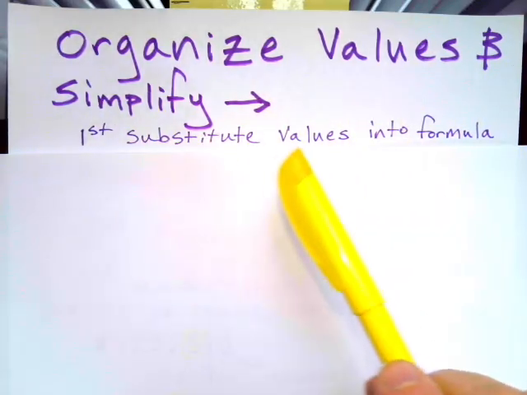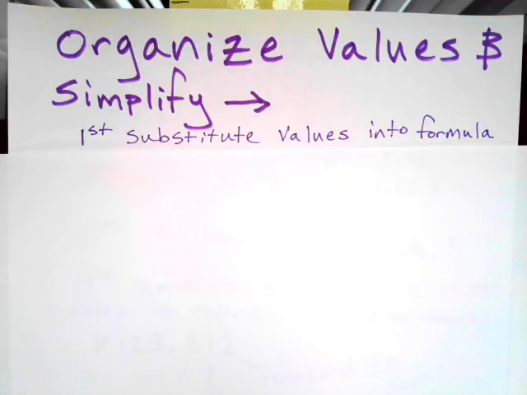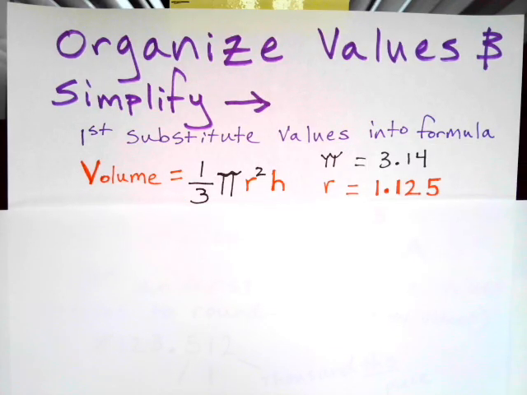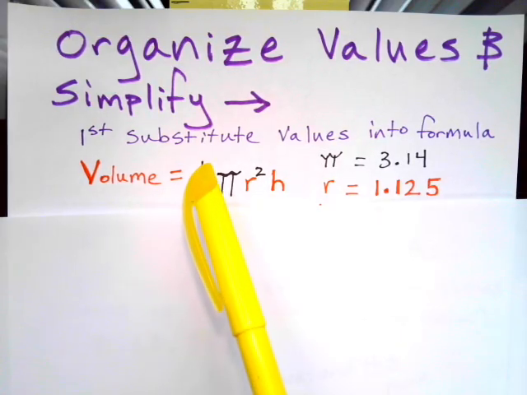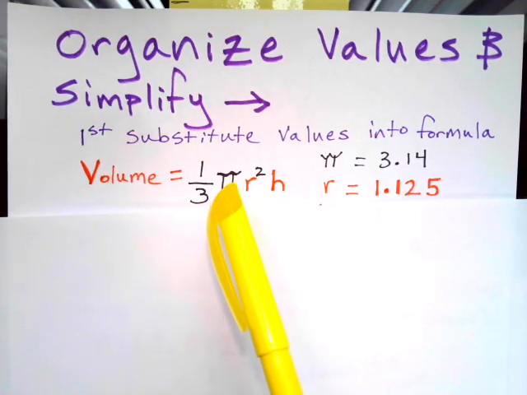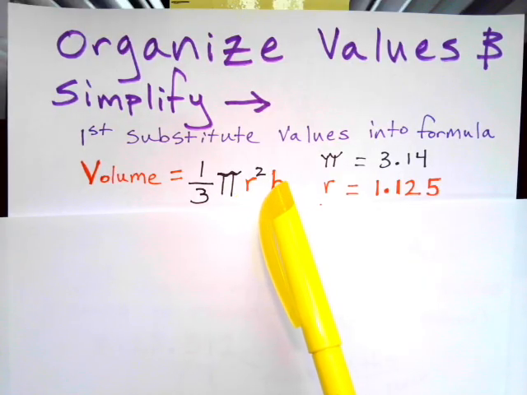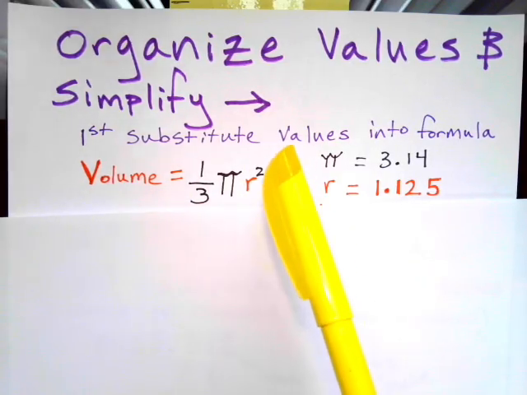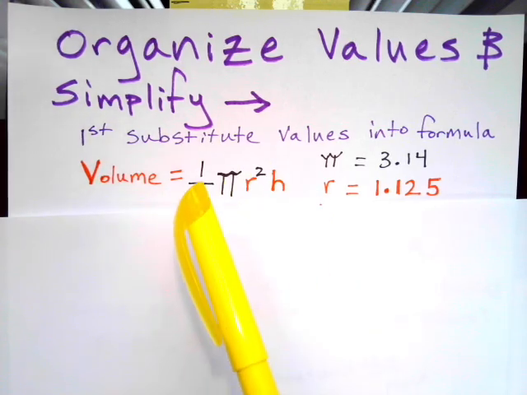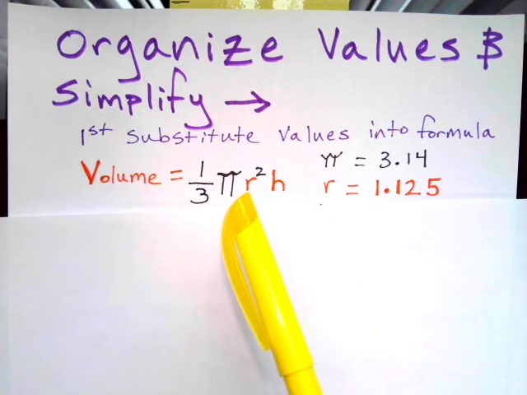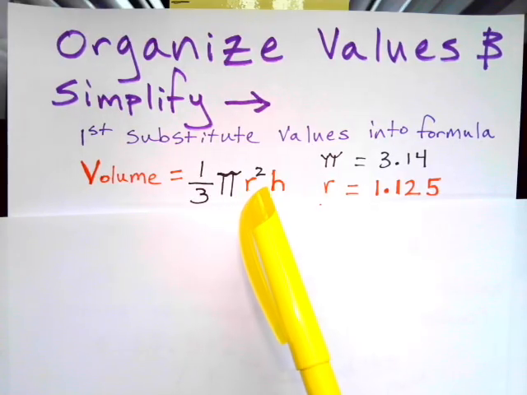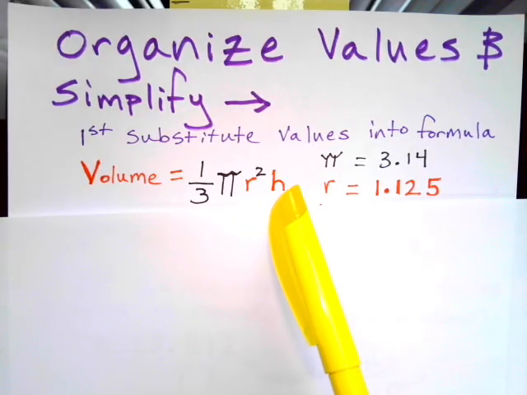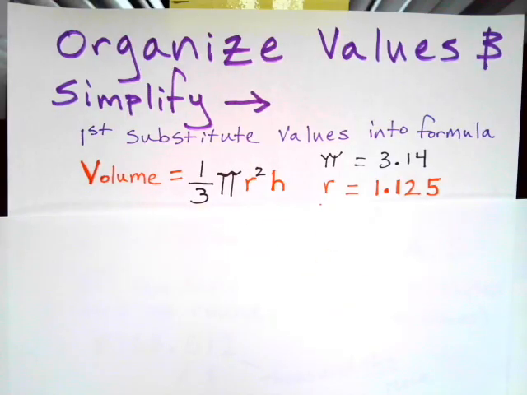So first thing we're going to do is substitute the values into the volume formula. So volume equals 1/3 times pi times your radius squared times your height. And in the part 2 video, we found all of these values. For pi, it's 3.14. For the radius, it's 1.125. And for the height, it's 5. So we're going to substitute all of these values into that formula. That's really the first thing we're going to do.